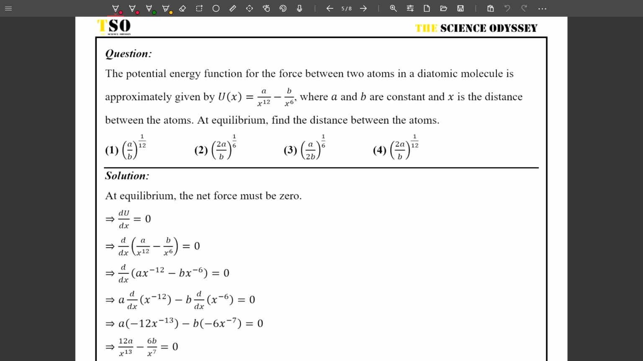In this problem, the potential energy is given as a function of position. So we need to find the position where the force is zero, or at equilibrium. So basically the problem is presented in a complicated way.